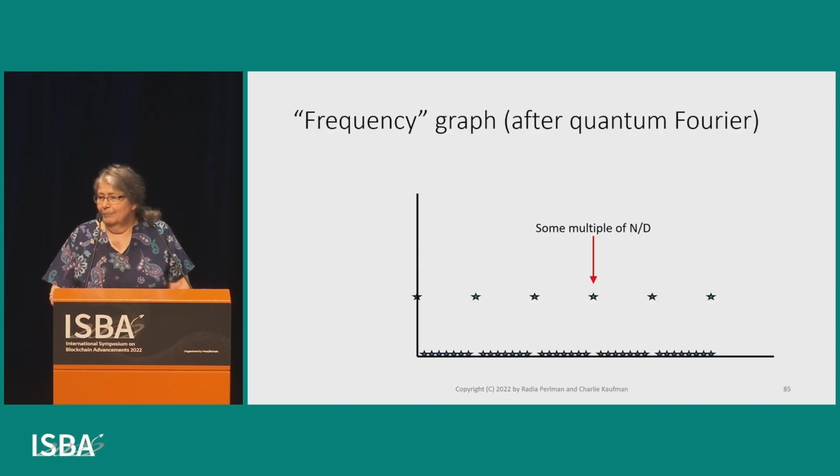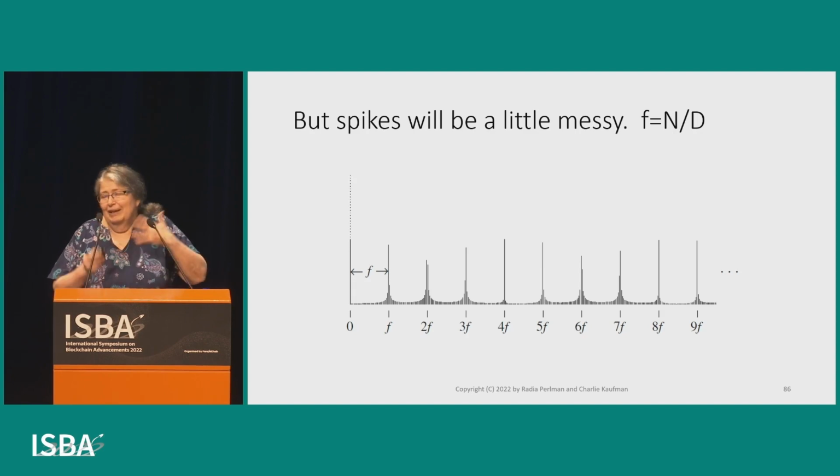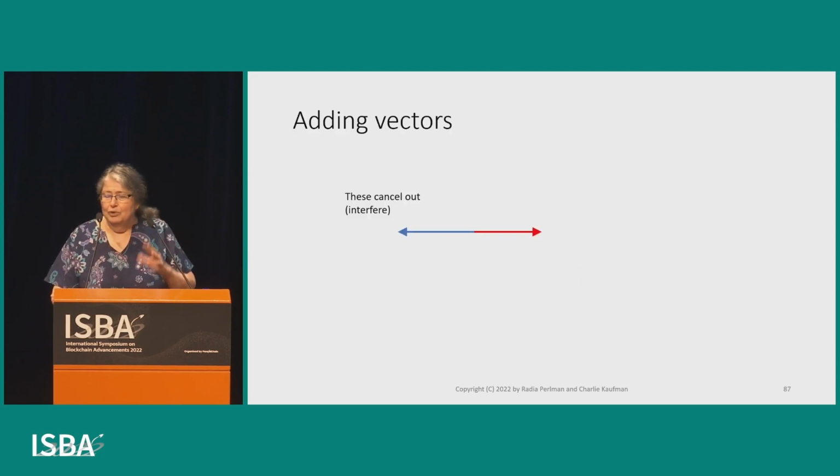So after you do the quantum Fourier transform, which I'll explain what that is, you'll have spikes at every multiple of n over d. And it turns out, just to be truth in advertising, the spikes are a little bit messy because d will not exactly divide n, so it'll be spread over a few bits. This is actually what the graph might look like, but it doesn't matter. You'll get a number that's close enough to a multiple of n over d that you'll be able to figure out d. So how do you do this thing?